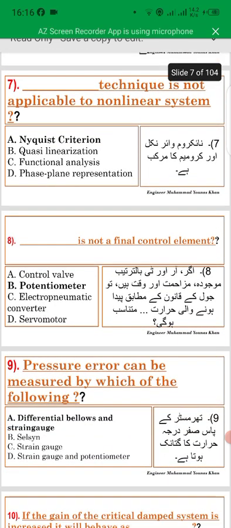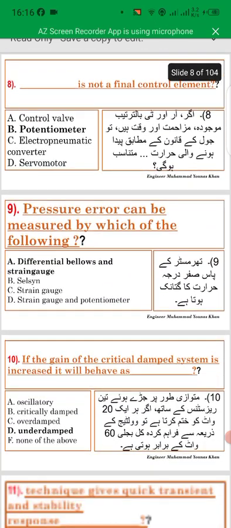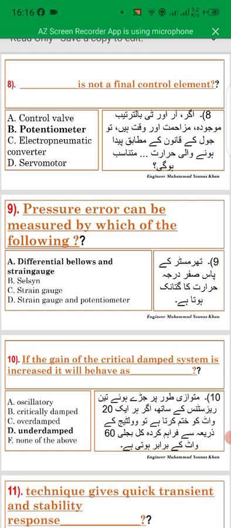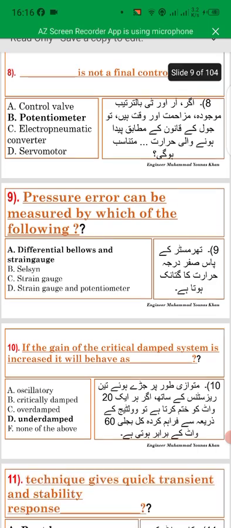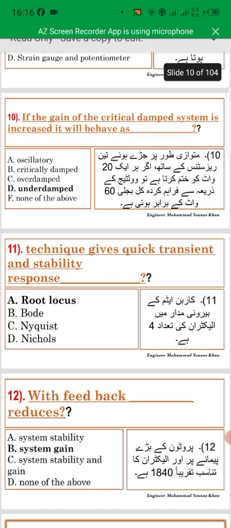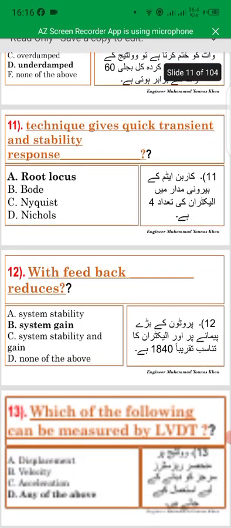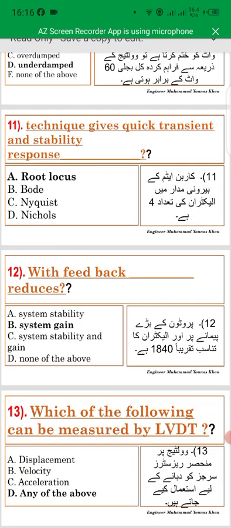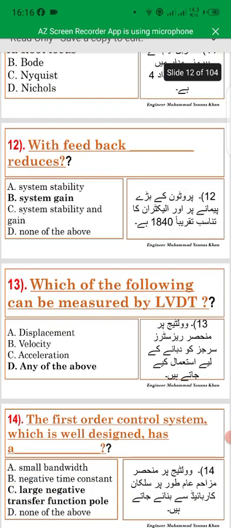Potentiometer is not a final control element. Pressure error can be made by which of the following: differential bellows and strain gauge. If the gain of the critically damped system is increased, it will behave as underdamped. Technique gives transient and stability response: root locus. Feedback reduces system gain.